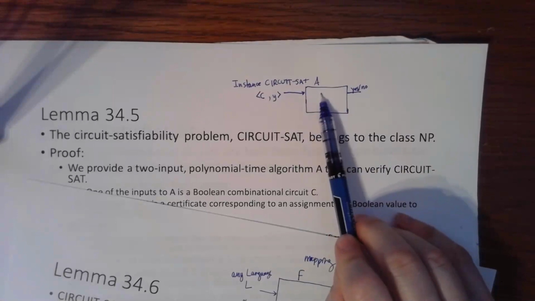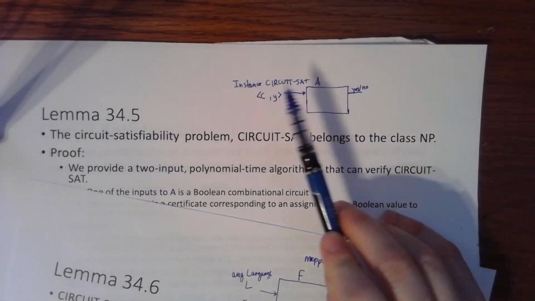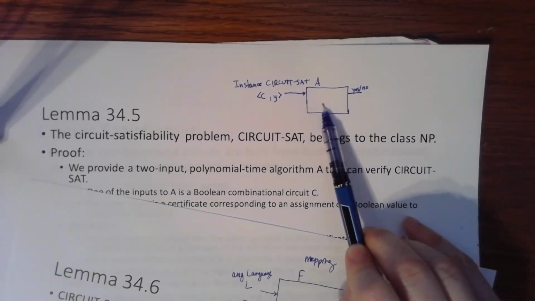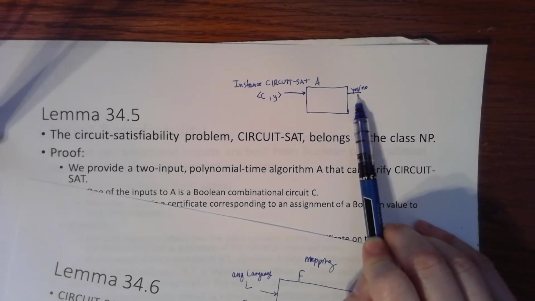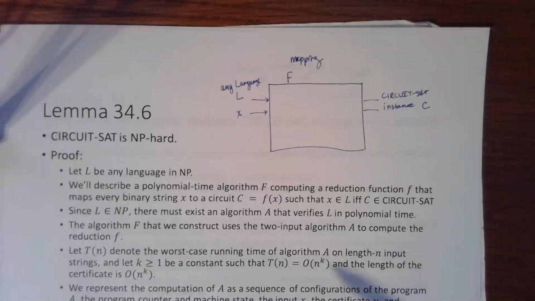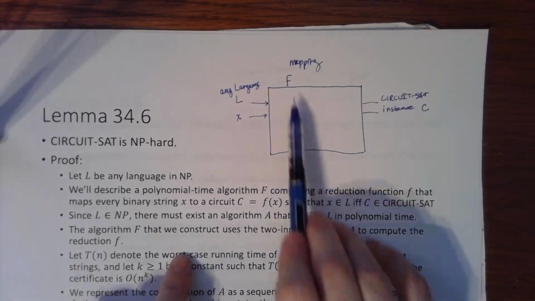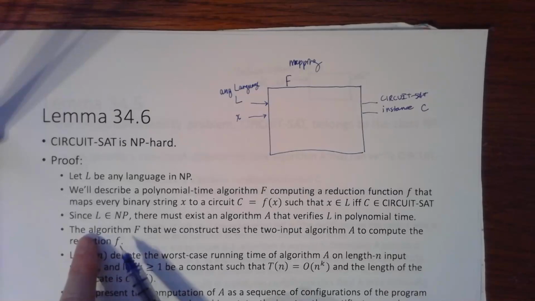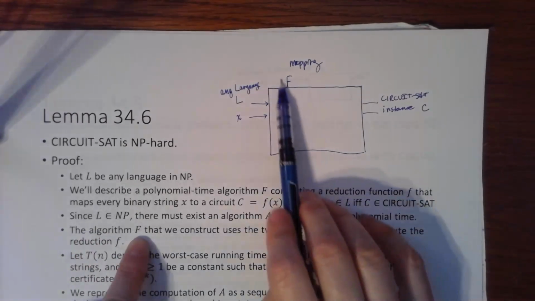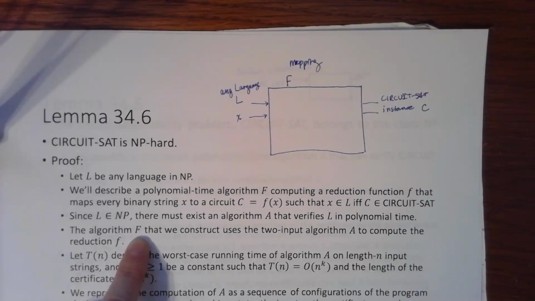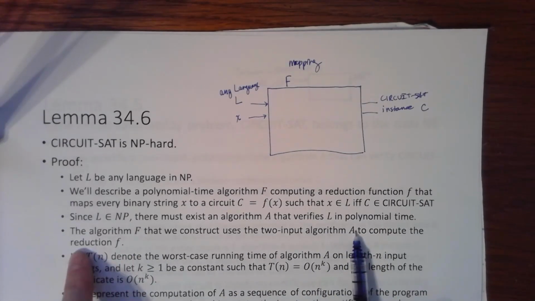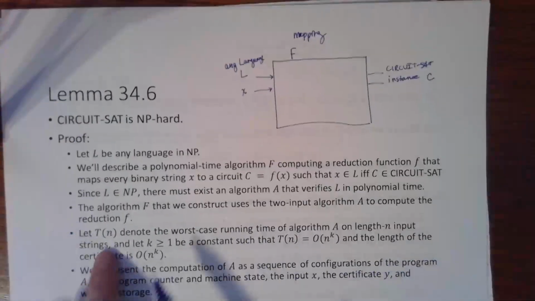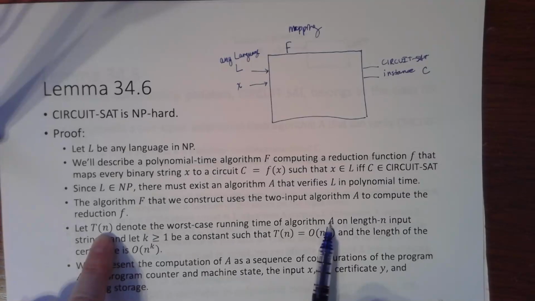We know that there's an algorithm that can take a circuit and a certificate for the circuit and verify in polynomial time whether it's satisfiable or not. That algorithm A is going to be used in this mapping. We have an algorithm F that we're going to construct. This F is this mapping, and it uses the algorithm A as part of its reduction. So let T of n denote the worst case running time of algorithm A.